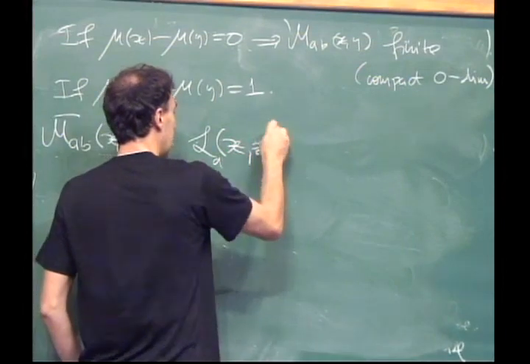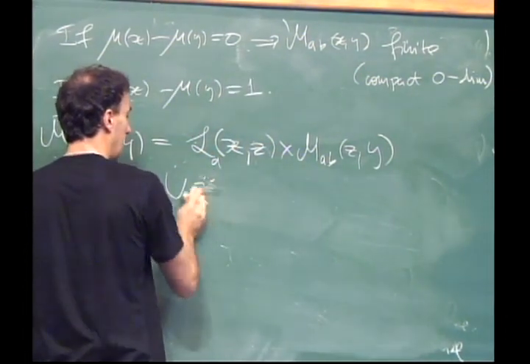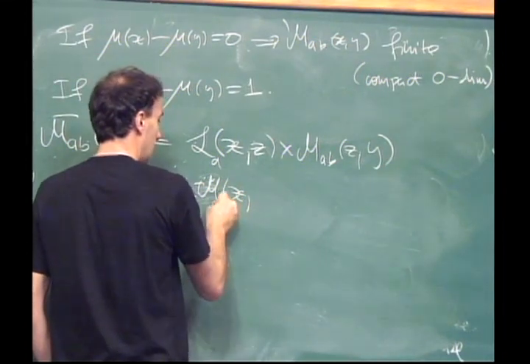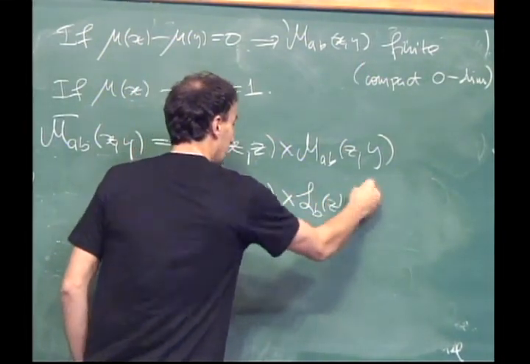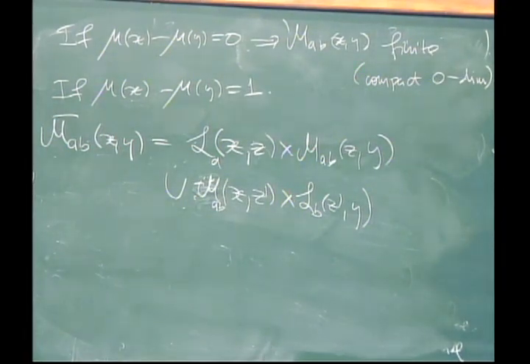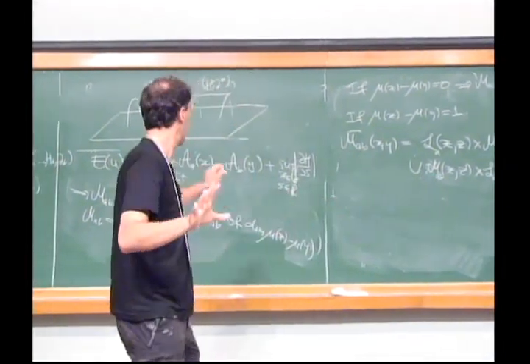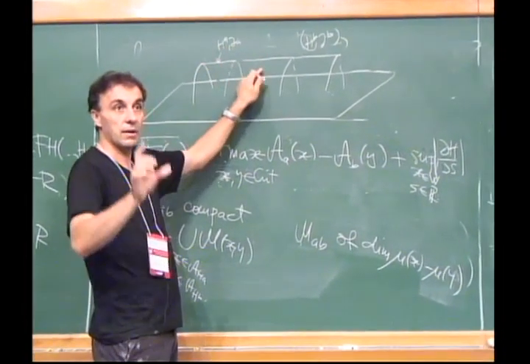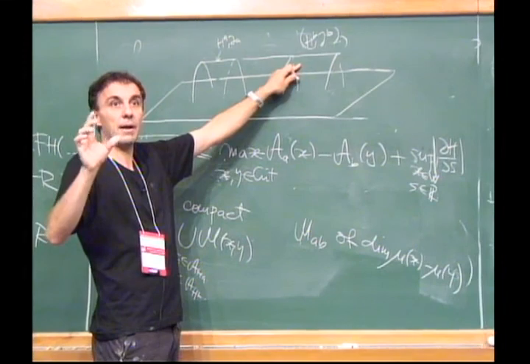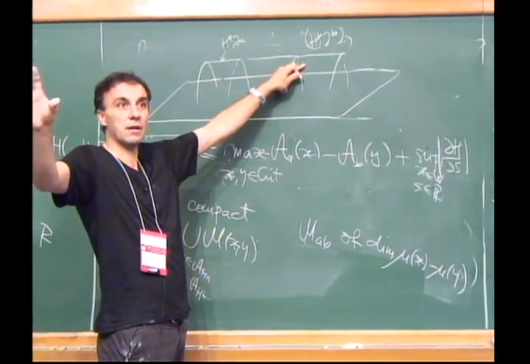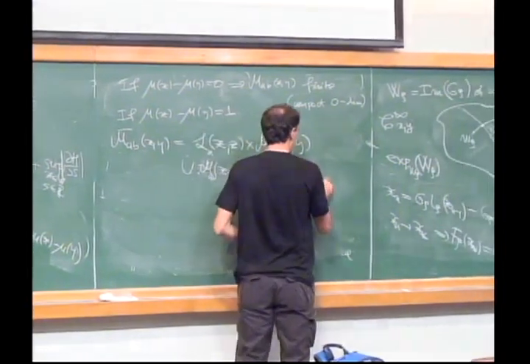The union of L_A(x,z) times M_AB(z,y) union M_AB(x,z') times L_B(z',y). So what I mean here is that this kind of trajectories break as broken trajectories, starting with some broken trajectories for H_A, J_A, followed by one parameterized trajectory, and then followed by some broken trajectory for the H_B, J_B. So we have this thing which is compact.